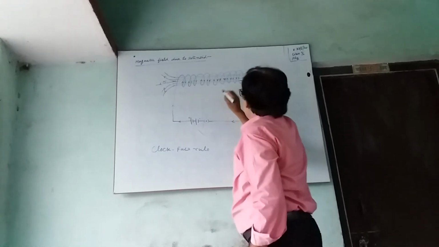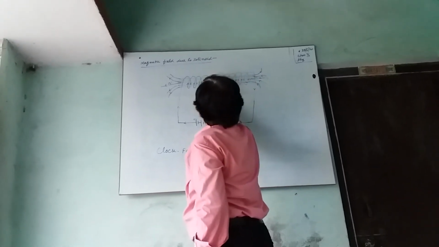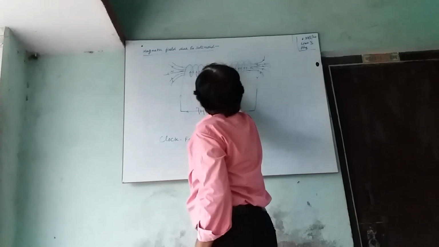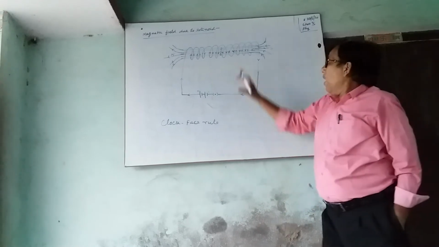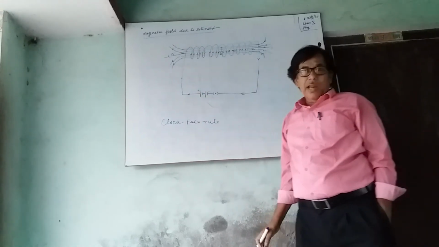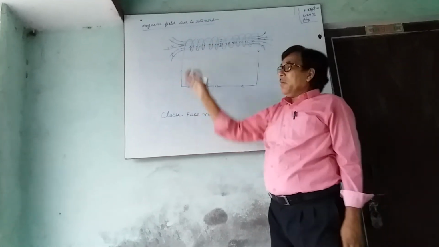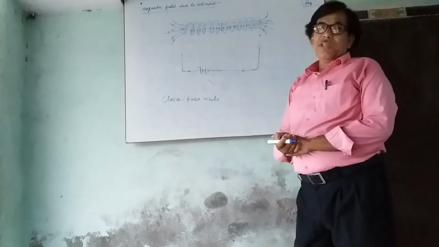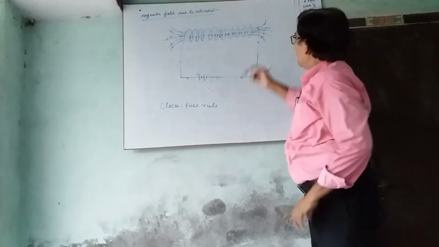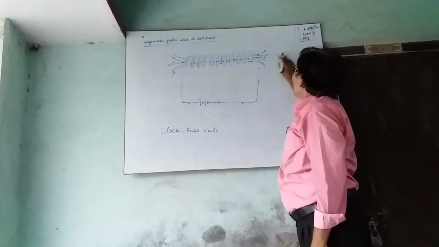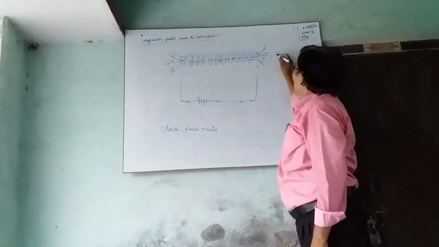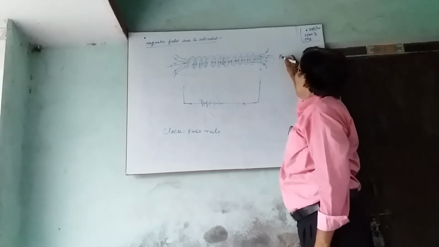Inside the solenoid, the direction of the magnetic field is from the south pole to the north pole, and inside the solenoid the magnetic field is homogeneous. That is, the magnetic field lines are equidistant. They are at equal distance.